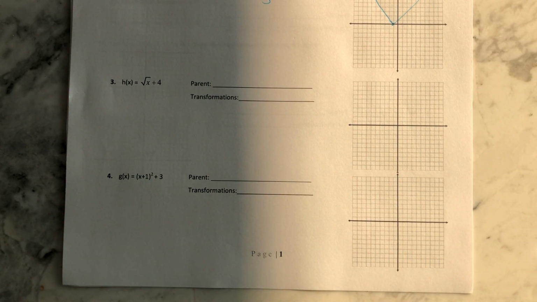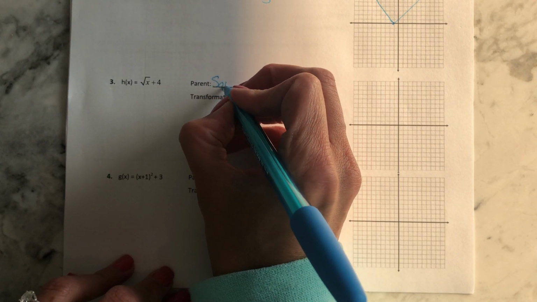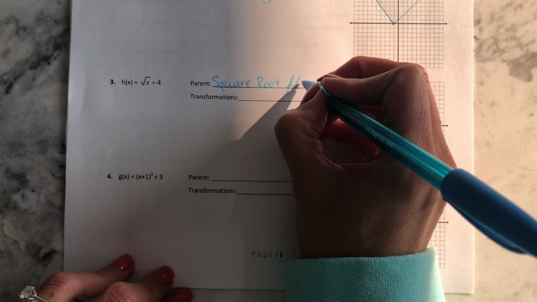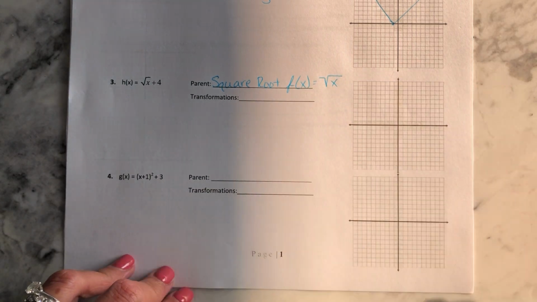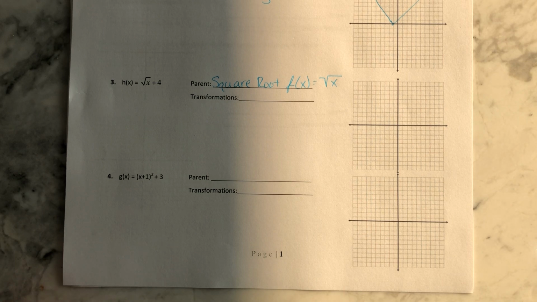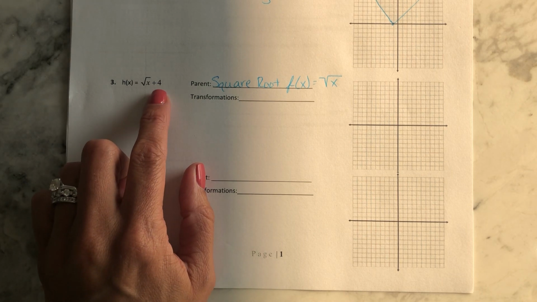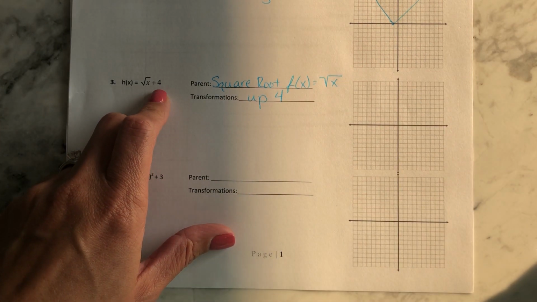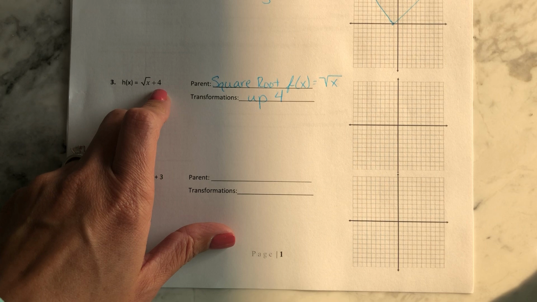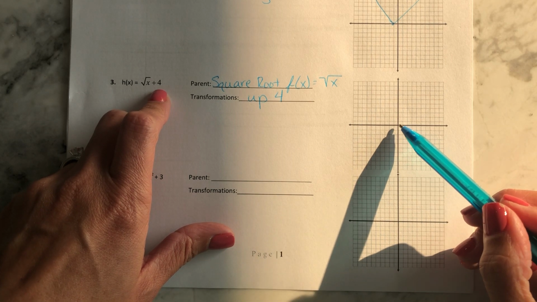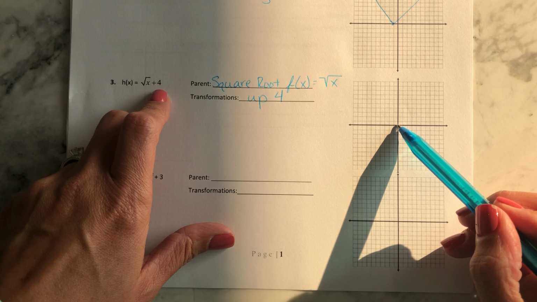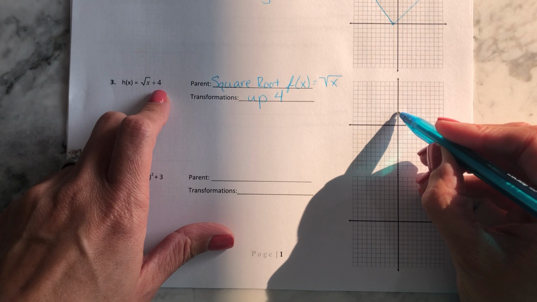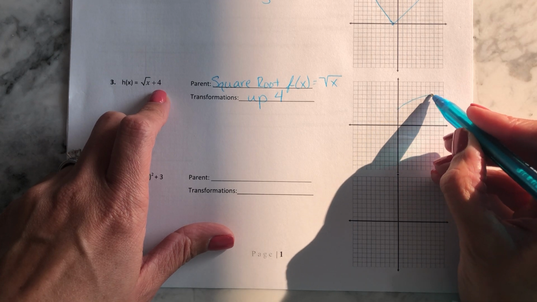Okay, this parent function is called the square root. And the square root of x would be the equation for that. I have added 4 to the outside, so that means it's going to go up 4. Square root just looks like a little whoop. So I'm just going to go up 4, 1, 2, 3, 4, and then draw my little whoop. Ta-da!